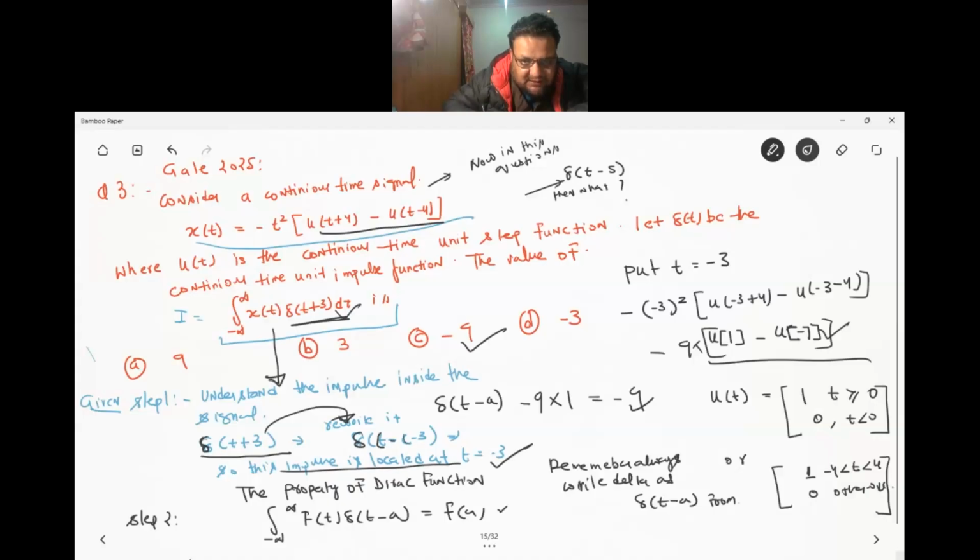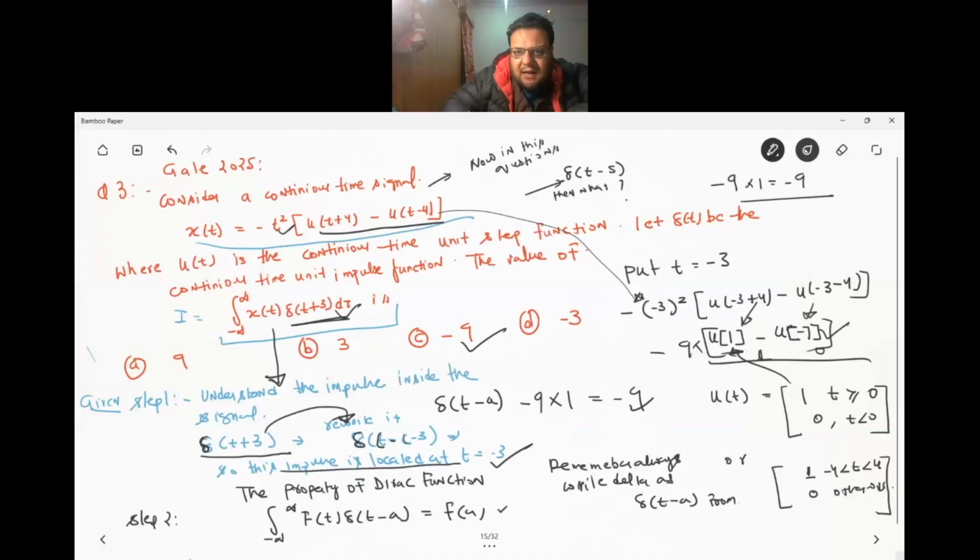From this equation this t value you found as minus 3, just resubstitute this t value back into the equation, put t is equal to minus 3. So this would be minus of minus 3 whole square, u of minus 3 plus 4, minus of minus 3 minus 4. So you get u of 1, u of minus 7, and this is minus 9. Now if you look at the property of u of t, u of t is 1 for t greater than or equal to 0. Means u of 1 value would be 1, correct? But u of minus 7 value is 0. So the answer to this would be minus 9 into 1, minus 9.